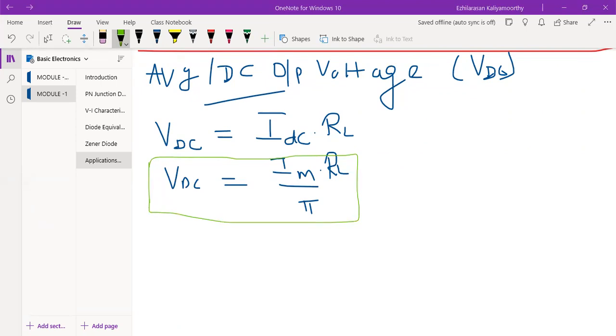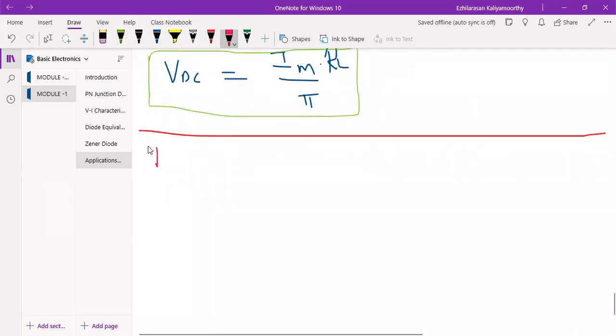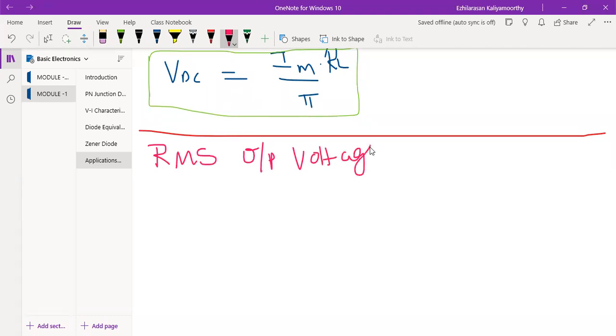Now, next thing is we have to calculate the RMS output voltage. So what is the RMS output voltage? That is nothing but the RMS value of voltage across the load resistor.